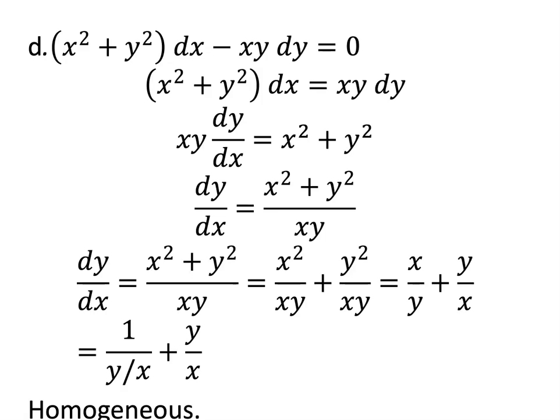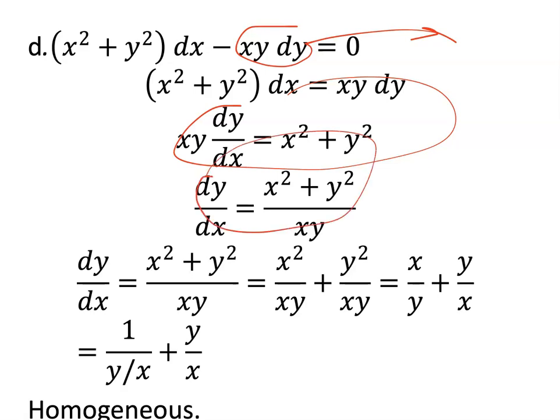So we move the xy dy to the other side, and then divide both sides by dx, and we end up with xy dy/dx equals x squared plus y squared. Now let's divide both sides by xy. So we get dy/dx equals (x squared plus y squared) over xy.